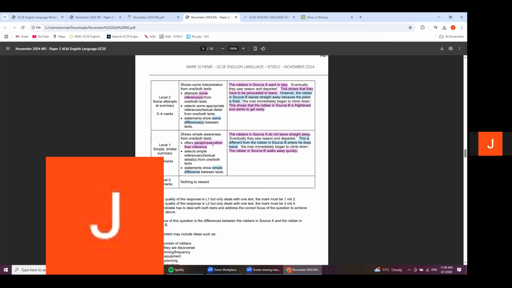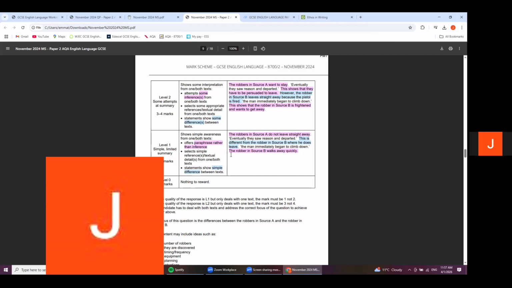So it offers paraphrase rather than inference. So it's really just telling the story or just rewording what you've read. And obviously that is not critical thinking. It's not critical analysis. It's not really presenting your ideas in a detailed way. And you select simple reference, textual details from one or both sources, and statements show simple difference between texts.